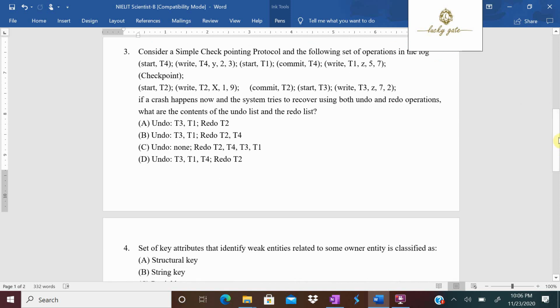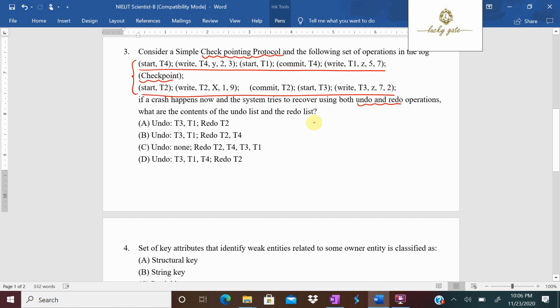Next, continue with question number 3. Consider a simple checkpointing protocol and the following set of operations in the log. These operations are given in the log, and these were the operations before the checkpointing, and the remaining are the operations after the checkpointing. Now the question is, if a crash happens now and the system tries to recover using both undo and redo operations, what are the contents of the undo list and the redo list?